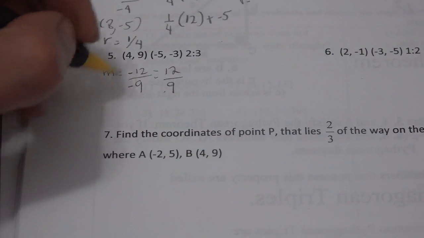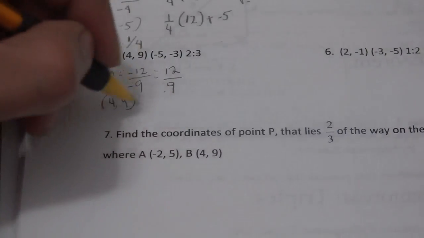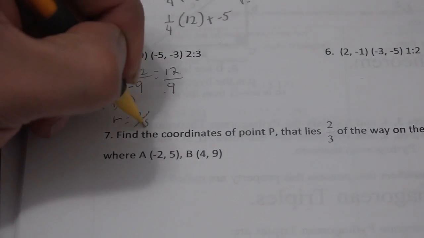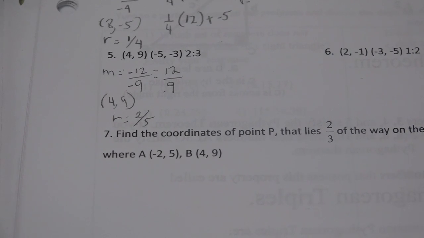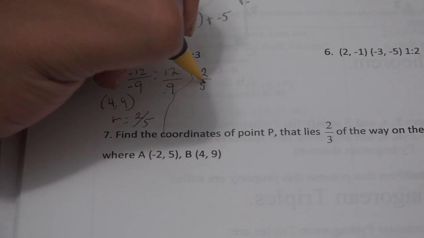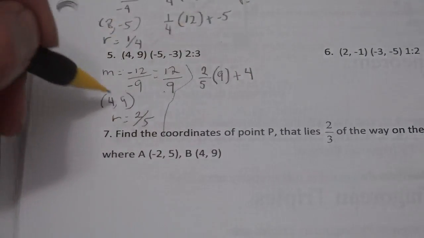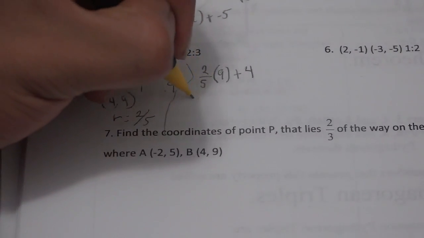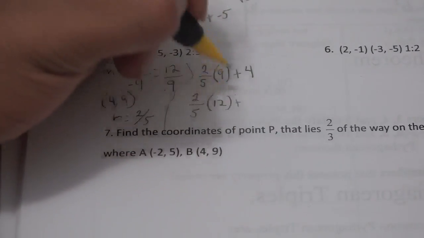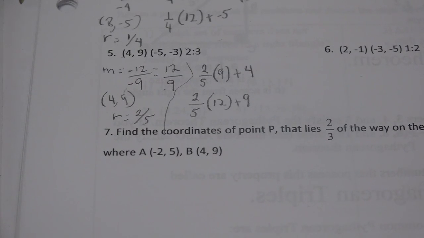Okay, now I need my location. Location is 4, 9 because that's the first point. And your ratio, well, I get $2,000, you get $3,000, so my ratio is 2 out of 5 possible $1,000. And now we follow the format. The ratio times the run plus the x coordinate of the location. The ratio times the rise plus the y coordinate. See that? And then whatever you get.